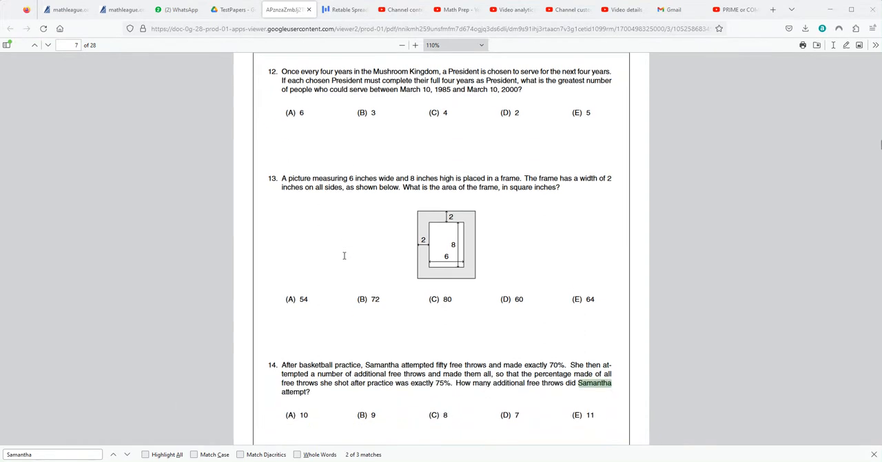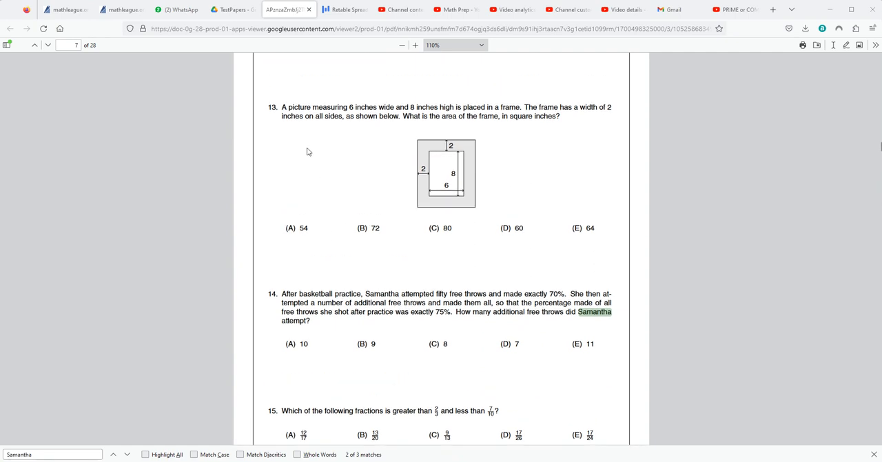Let's go to the next one. Mushroom Kingdom, so the presidents are mushrooms. Okay, focus. A picture measuring 13 inches wide and 18 inches high is placed in a frame. The frame has a width of 2 inches on all sides, as shown below. What is the area of the frame in square inches? A picture measuring 6 inches wide and 8 inches high is placed in a frame. The frame has a width of 2 inches. What is the area of the frame in square inches?